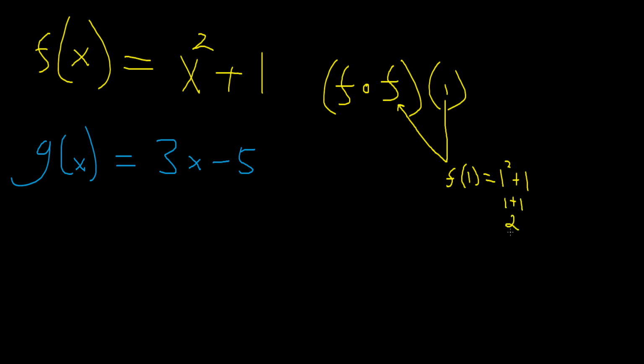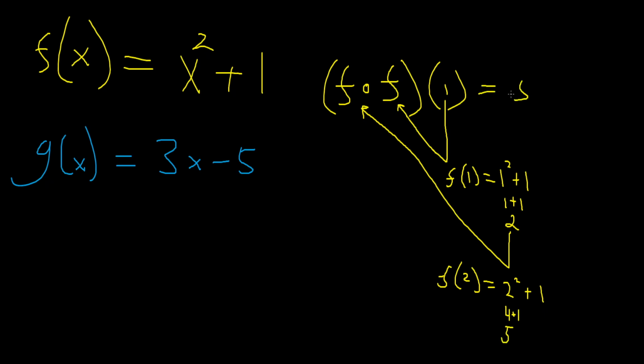So then, just like normal, we're going to take this number and plug it back into the original. So again, we're doing the same process here. It just so happens that we're taking what we get from f and plugging it back into f. So now we're doing f of 2. And that's going to give us 2 squared plus 1. 2 squared, of course, is 4, plus 1 is 5. So the answer to this would be 5.